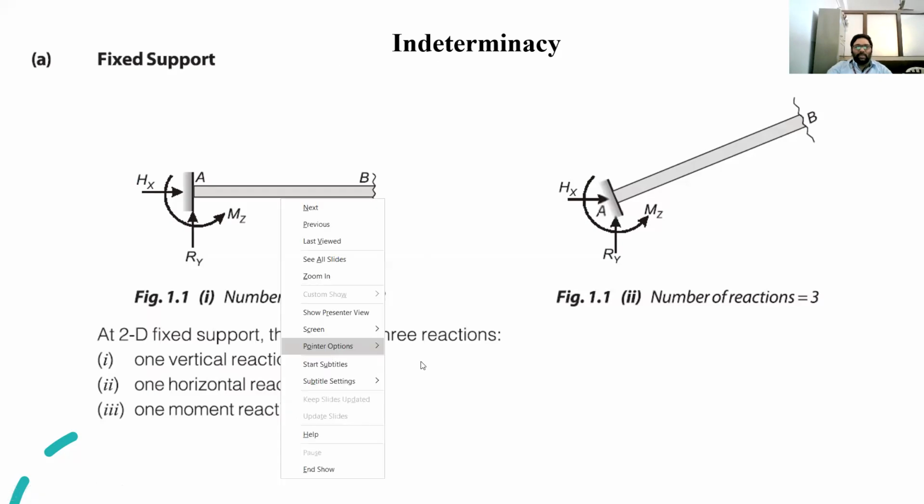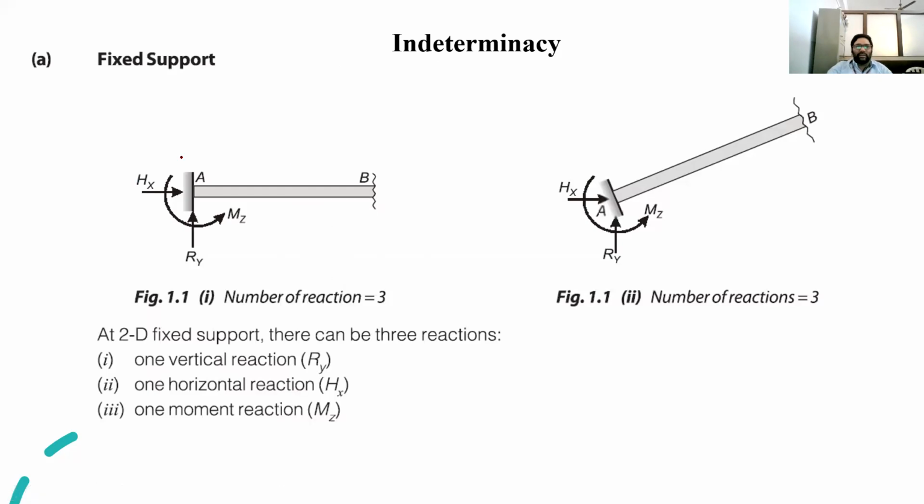All of you please see carefully. This is a very important slide, as are all the next coming slides. If you have a fixed support, how many reactions we have is something important. Fixed means it is intact onto the wall. It cannot move in any direction, but reaction forces will be developed vertically, horizontally, as well as moment.